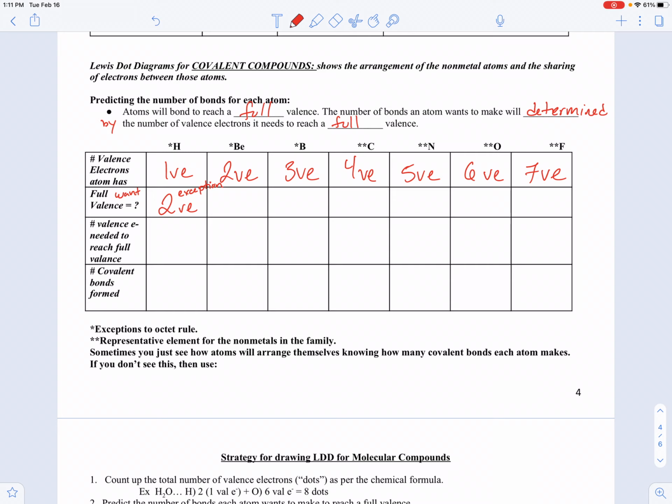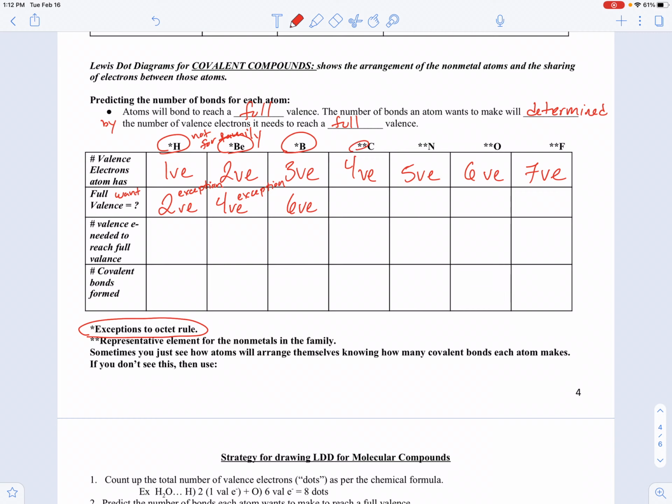Beryllium, for super funness, is also going to be an exception. And you'll notice that I already have them starred. These are actually all going to be exceptions to our octet rule. So beryllium is going to be an exception. It only needs to get to 4 valence electrons. Again, if it's helpful, just write the word exception next to it. And then boron is going to be our third exception. Again, instead of wanting to get to 8, it's only going to get to 6 valence electrons. This is not for the family. This is just for these specific elements. So hydrogen, beryllium, and boron.